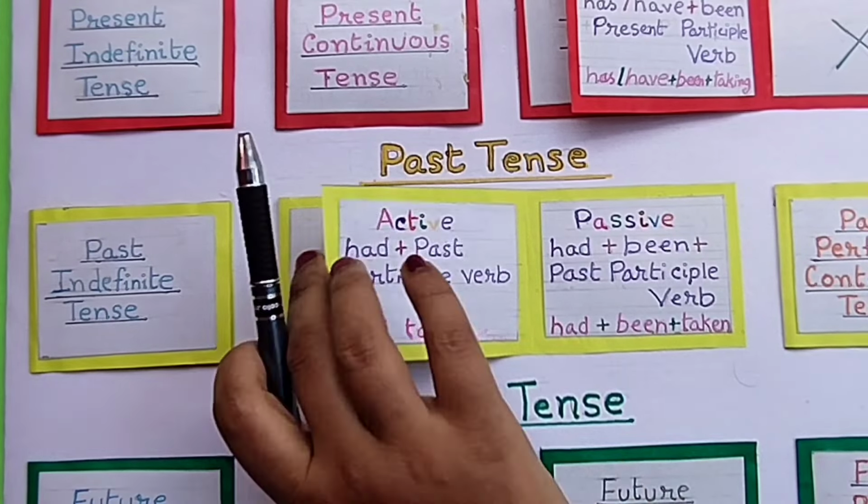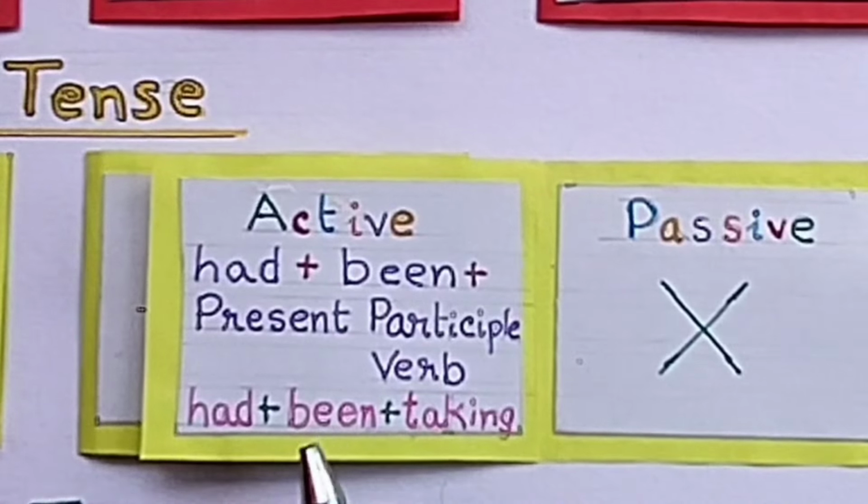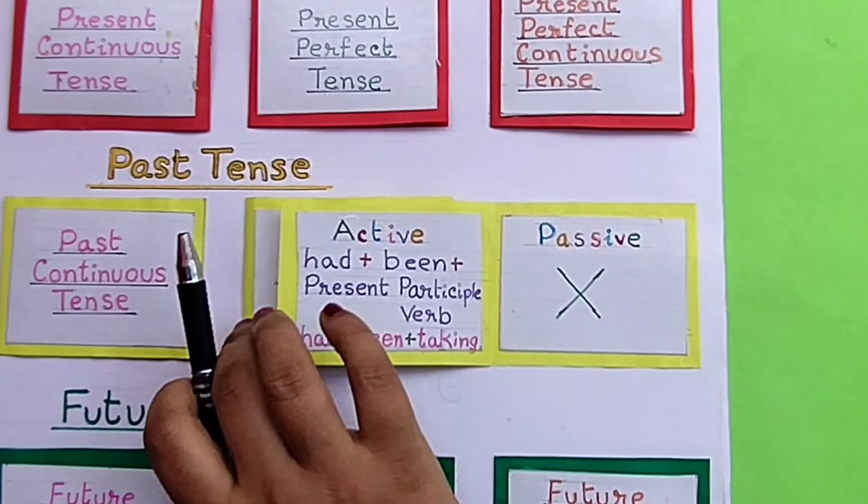Past perfect continuous tense. Active voice: had plus been plus present participle form of verb, had plus been plus taking. Example, I had been helping students a lot. There is no passive form.